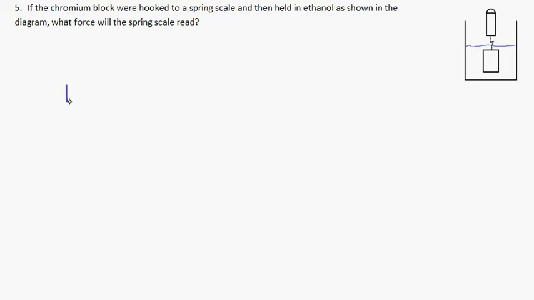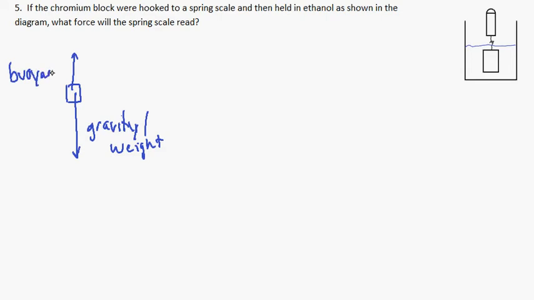We set up a diagram where that will represent our block. We can think about the different forces acting on it. That would include gravity, also known as its weight. So that would be gravity or weight. We also have that buoyancy. We found more about that in the last part. And finally, we've got the scale here, the spring scale holding it up.